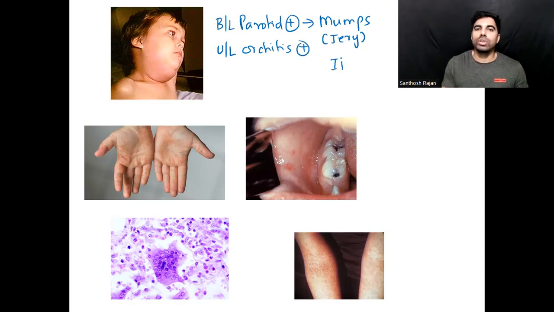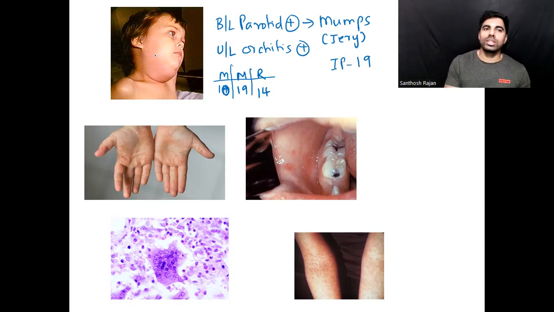Mumps incubation period, you know, it is 19 days, because for measles, how much is measles? Measles is 10 days, mumps is 19 days, rubella it is 14 days. Okay, this is the order. So they can ask anything. Measles is the standard first one, 10, then mumps 19. This is the incubation period they can ask.